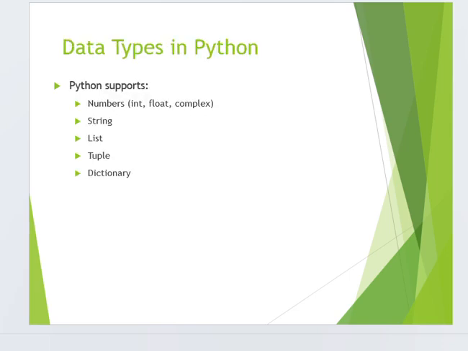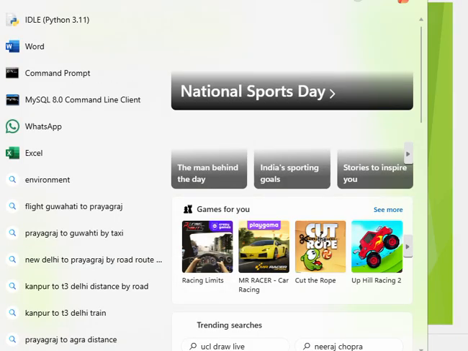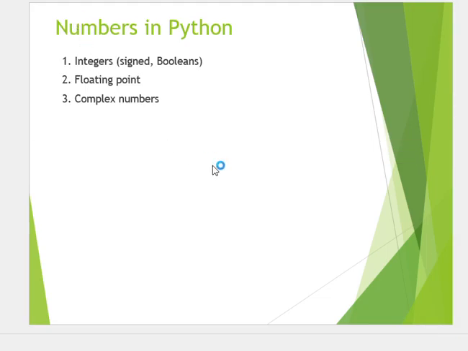When we talk about Python, it supports many data types, and they are numbers: int, float and complex, string, list, tuple and dictionary. Let's start with integers and then deep dive into the other data types also. When we talk about numbers, an integer is a whole number, positive or negative. I will be showing you the effect of how things are done. Let me open Python.